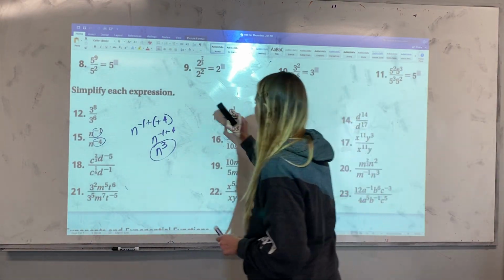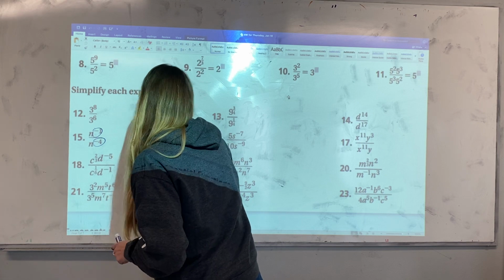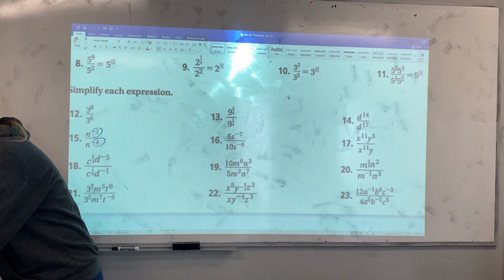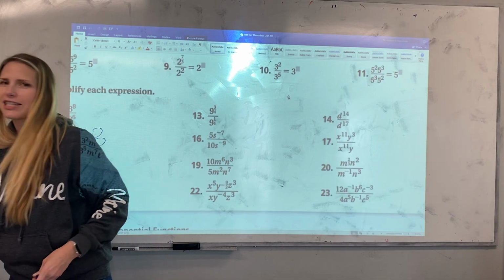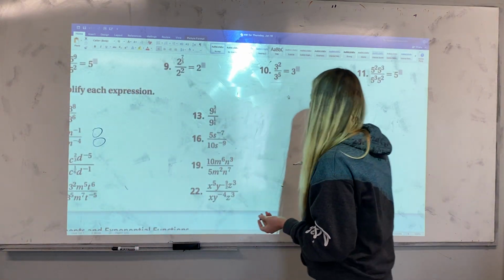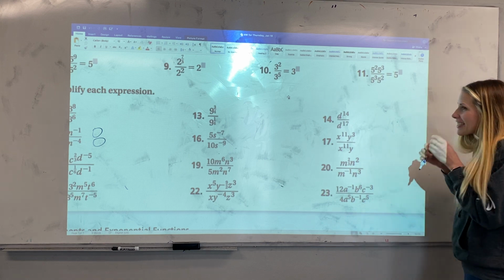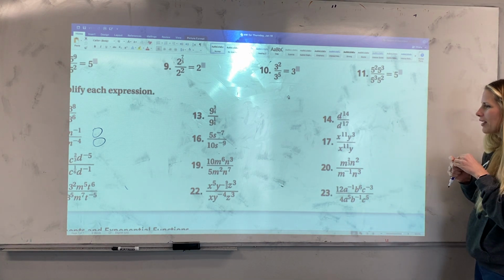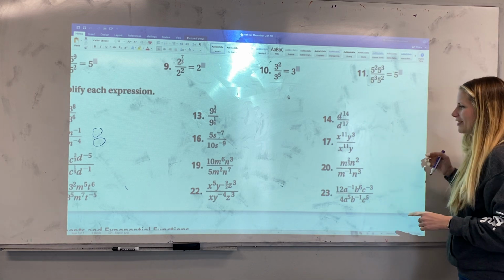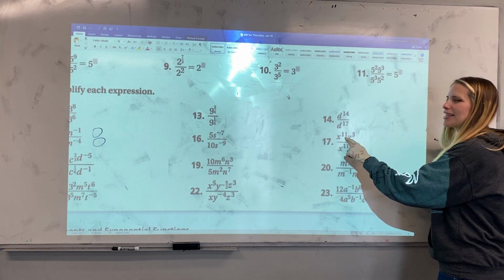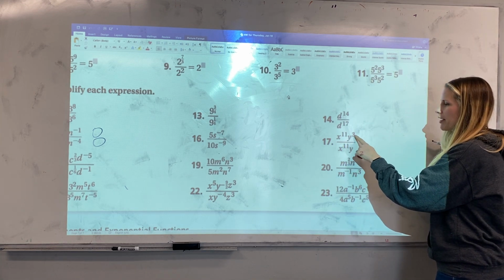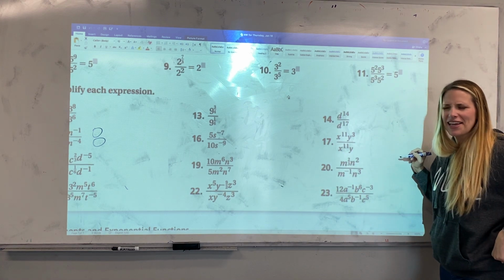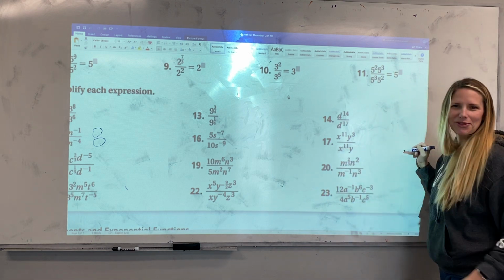All right, number 17. Let me make it a little bit bigger. It's just so hard because the exponents are so tiny, especially when they're fractions. It's so hard to see. Okay, so I get an easy one. 11 x to the 11th times y to the 3rd over x to the 11th. Hey, isn't that the same thing in the numerator?